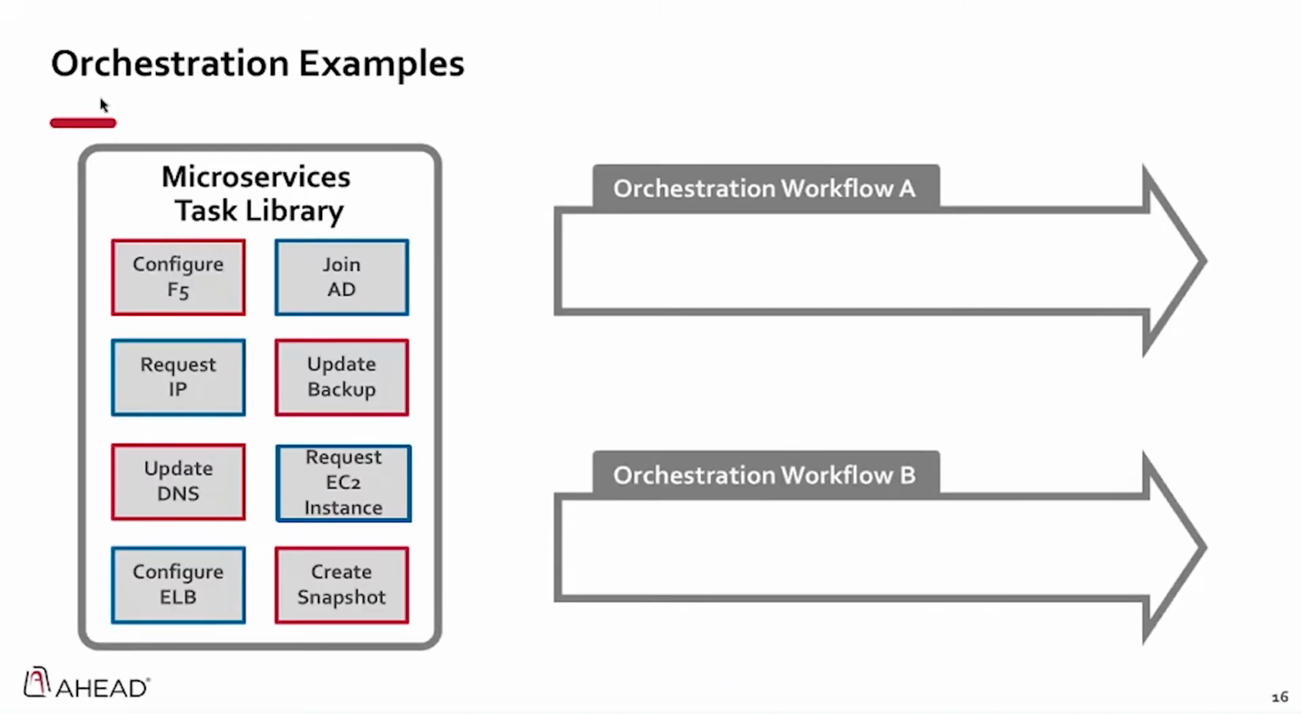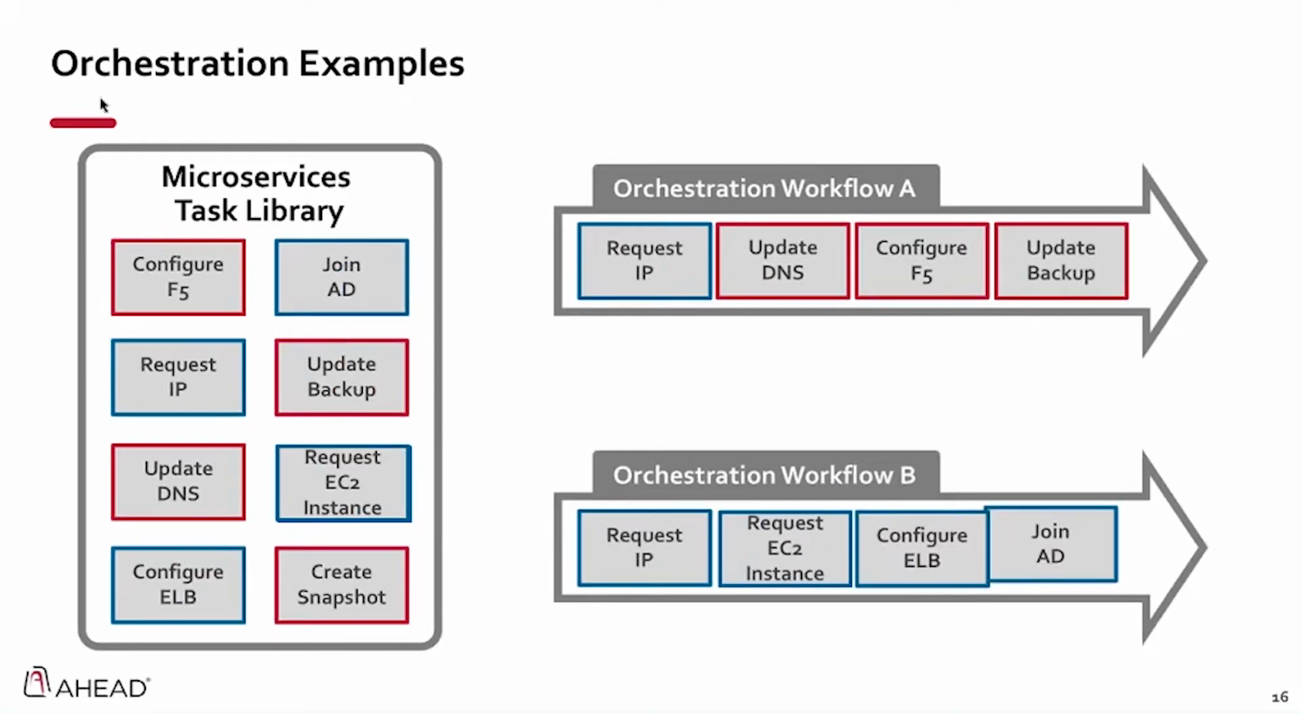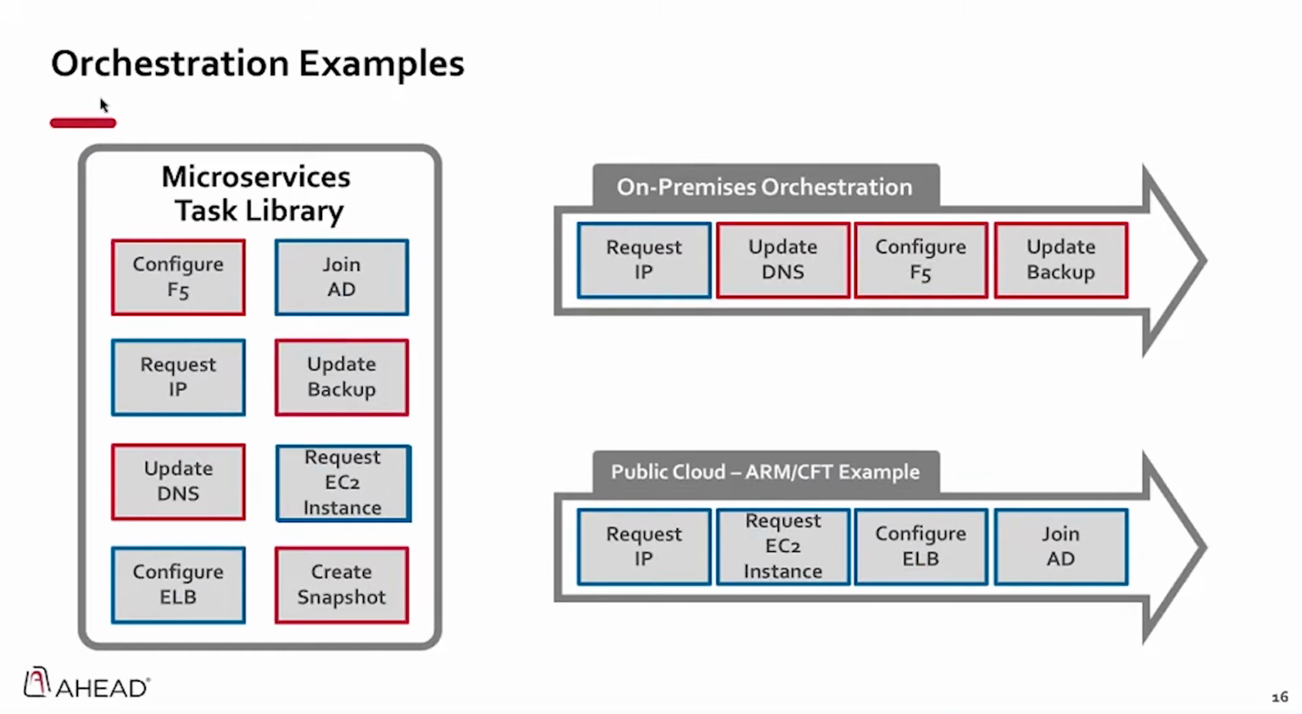Because ultimately we're trying to do a couple of things with orchestration. On premises, it might be requesting an IP, updating DNS, configuring an F5, updating backup. In the public cloud, it's a similar kind of thing. Maybe I'm requesting an IP, maybe not. Maybe I'm using a DHCP solution. I'm getting an EC2 instance, configuring an ELB and joining to Active Directory. But the orchestration is a little bit different when you look at on-premises versus public cloud.